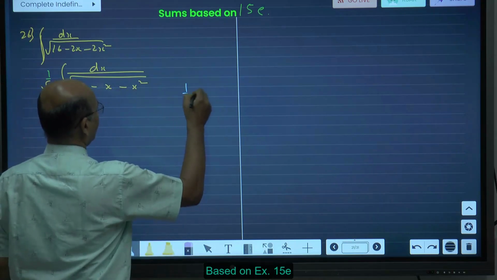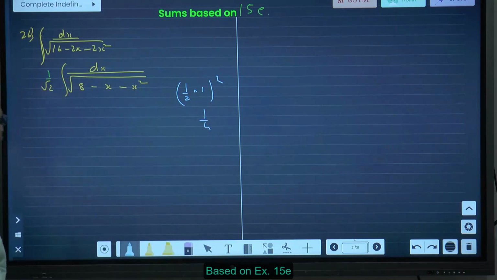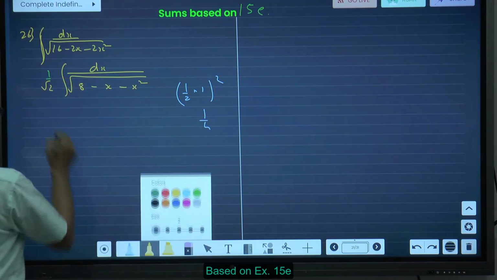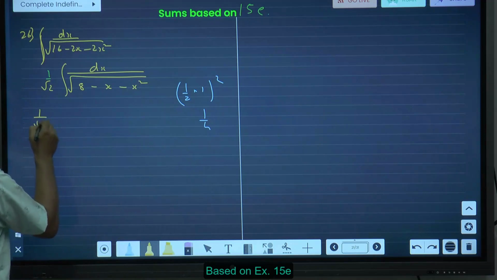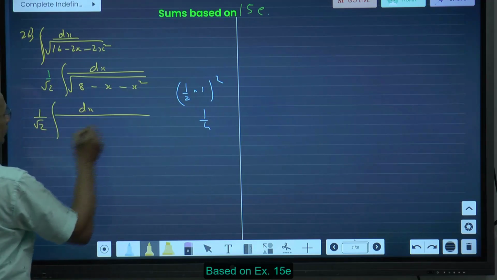So half into middle term whole square. Answer is 1 by 4. So let us deal with this now. So 1 by root 2 as it is, pay attention. This will be dx upon, okay.